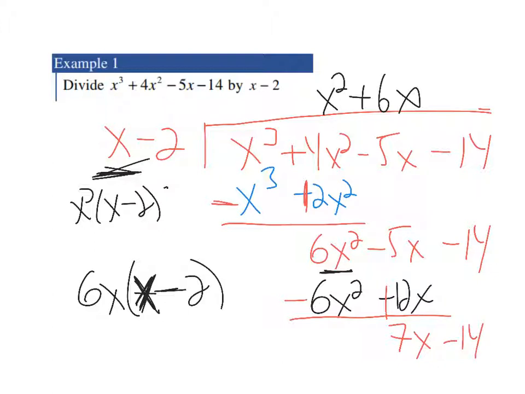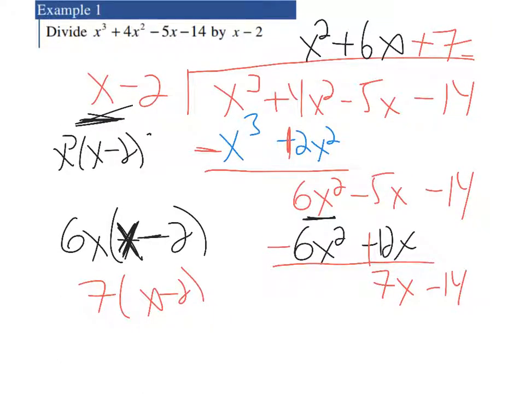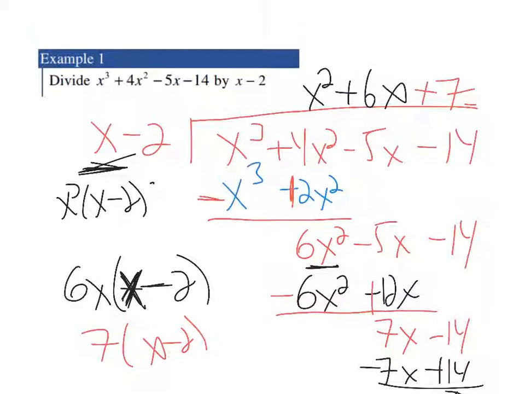Then I'm going to ask myself, what times x is 7x? Works out that it's 7. So remember, I'm doing 7 times x minus 2. So this works out pretty nice. This divides evenly because I get 7x minus 14, then I got to remember to change my sign. I get a 0 remainder. So that means this does divide evenly.